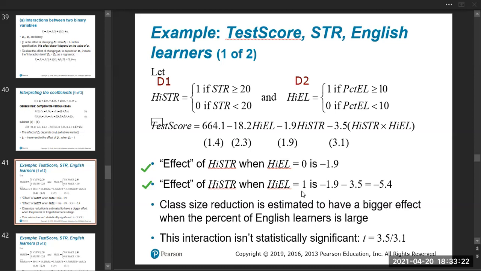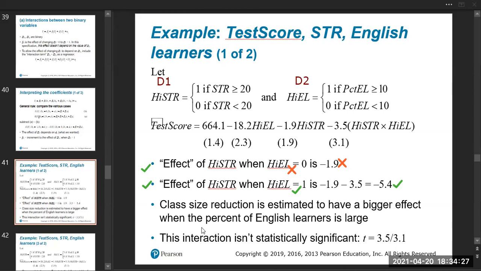Okay, so what does that mean? That means STR has a higher effect on test score in high English learner districts, while it has a lower effect in non-high English learner districts. All right. So what's the difference between interaction and what we learned before, the quadratic, cubic, linear, log, linear-log, all of those things? In the previous examples, all of those polynomial or log models, the slope changes across its own x value, while here, the slope changes with the value of another x variable.